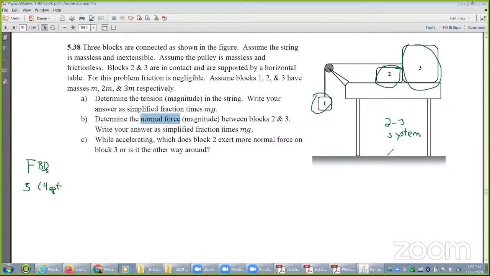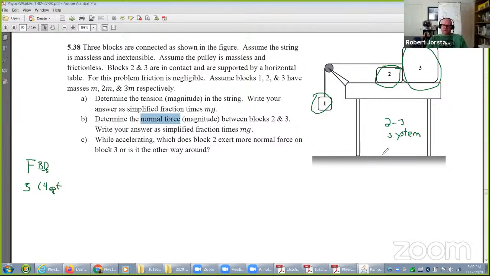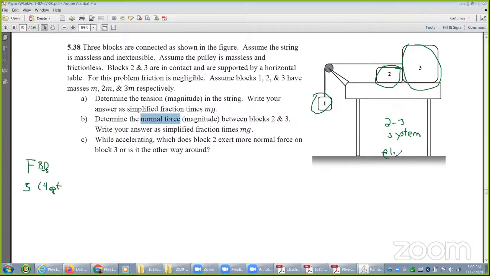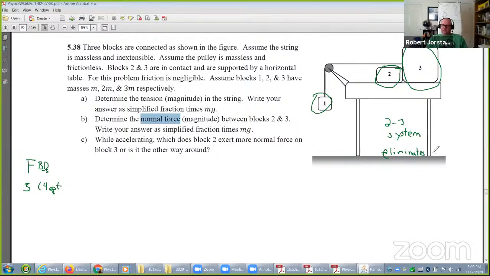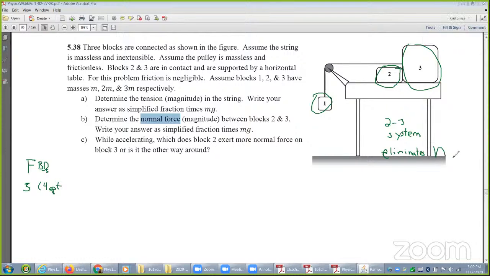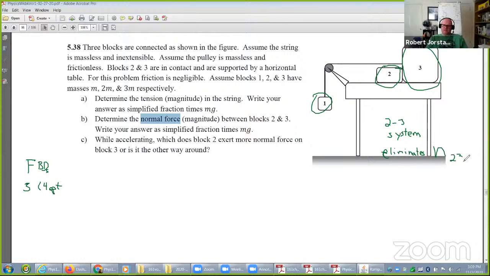Get rid of some internal forces. What is the internal force? That would be the action-reaction pair between 2 pushing on 3 and 3 pushing on 2. Exactly. What type of force do you think I would call that in the solutions? Normal. Right. It eliminates normal force 2, 3.